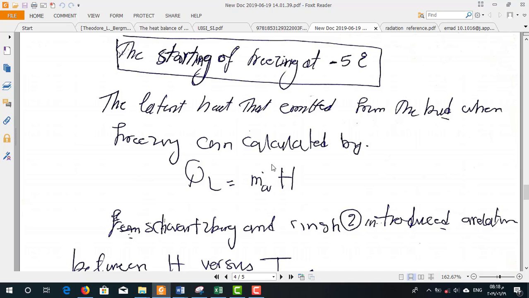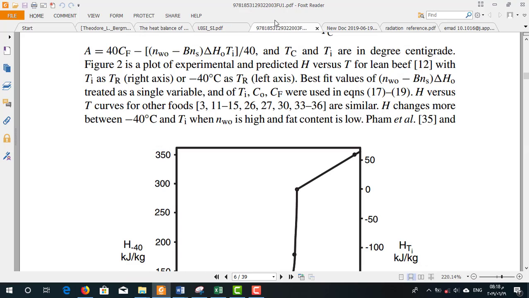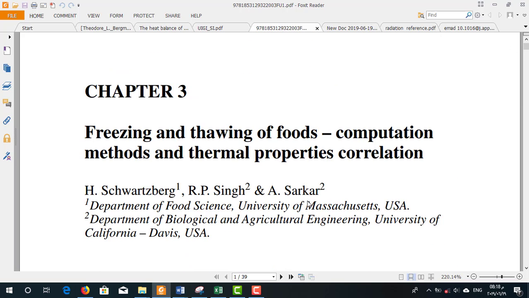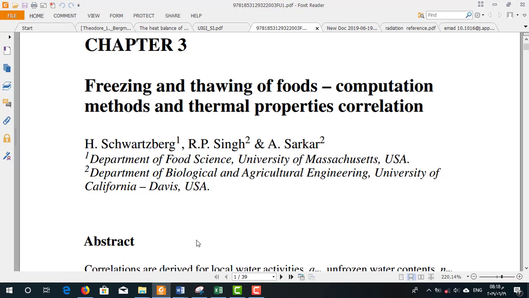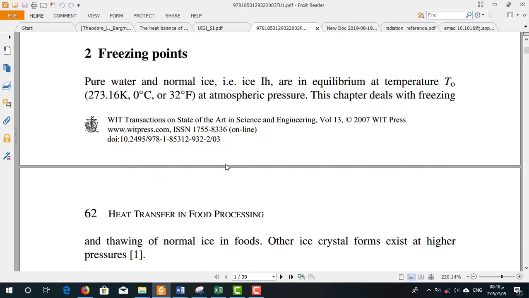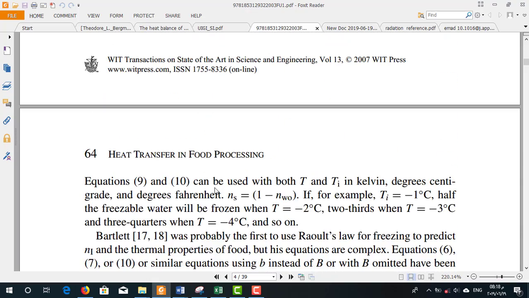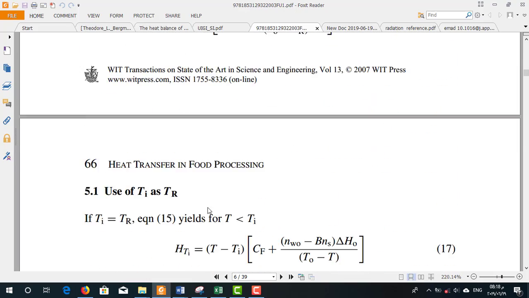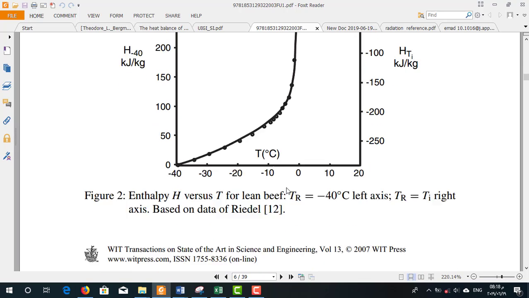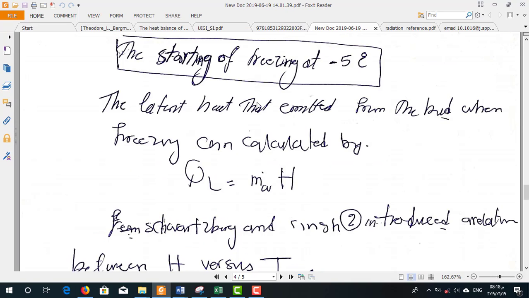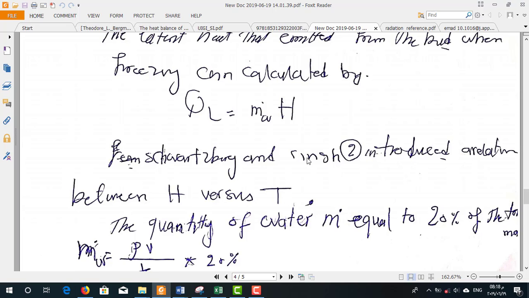So we have a relationship from this paper, Freezing and Thawing of Foods: Computation Methods and Thermal Properties Correlation. In this paper the author finds a relation figure between the temperature and the H, and this is the reference I used to produce a relationship between H versus T.